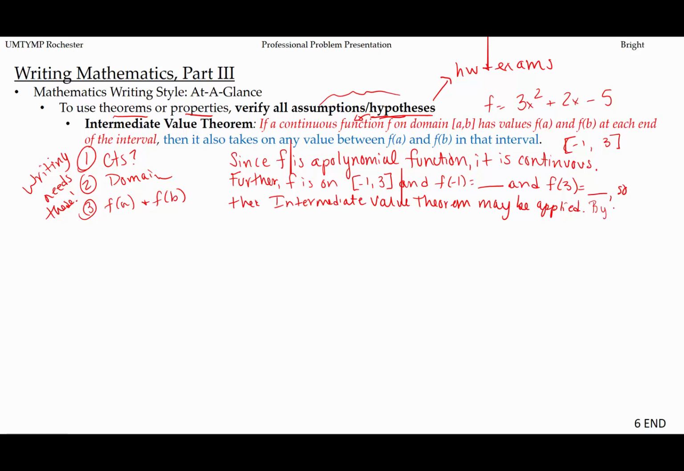by the, and then I'm going to write out IVT just as an abbreviation right now because I don't want to take the time to write it out. We obtain, and then this part would be where the conclusion would be stated. Okay, so that is an example of how you would use a theorem in formal mathematics writing, that is.